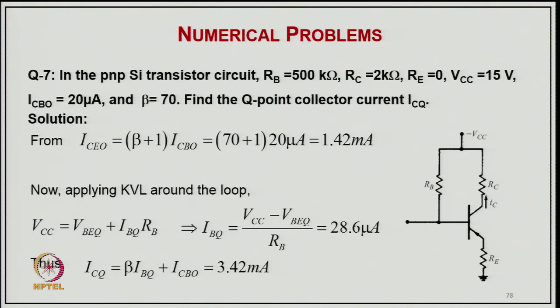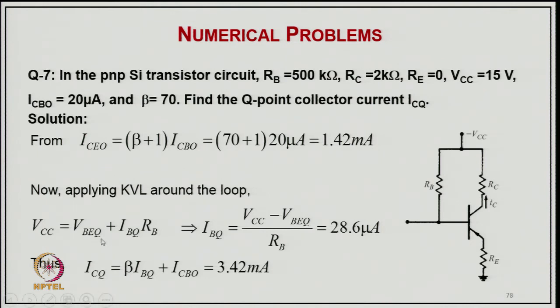Now coming to example 7, a PNP silicon transistor circuit shown here. We have RB equal to typically 500 kilo ohm, RC equal to 2 kilo ohm and RE equal to 0, VCC equal to 15 volt, ICBO equal to 20 microampere and beta equal to 70. Find the quiescent point collector current. As a solution, ICEO equal to beta plus 1 into ICBO, that is 70 plus 1 into 20 microampere, that comes 1.42 milliampere. And now applying the KVL loop in this case.